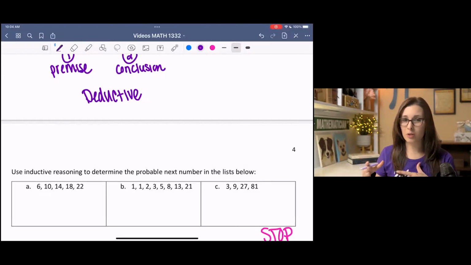And we use both types of reasoning in mathematics, but a lot of mathematics is inductive reasoning, looking for those patterns and then trying to repeat them to draw conclusions. So we want to get in the habit of doing that.